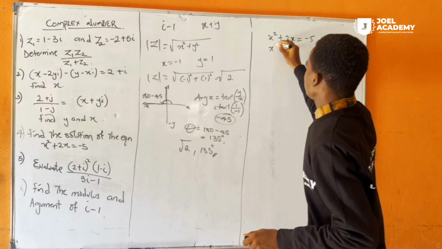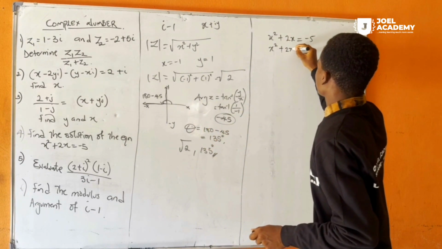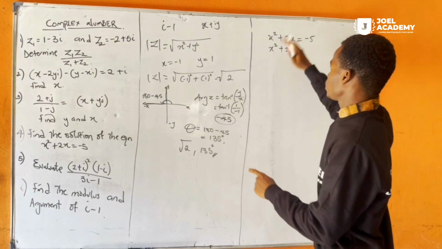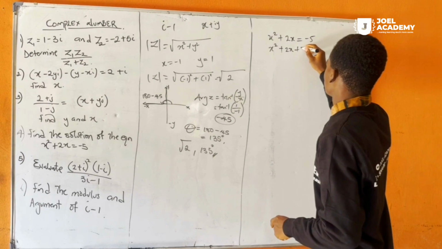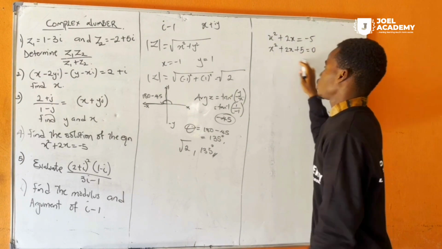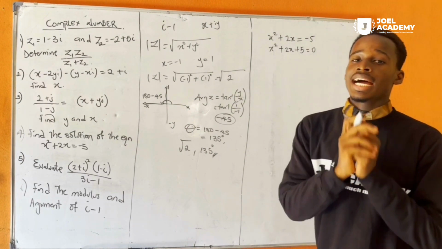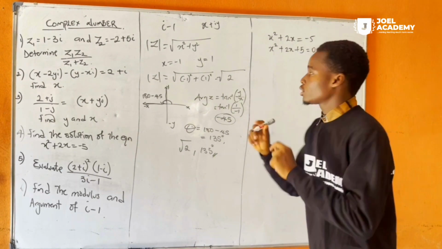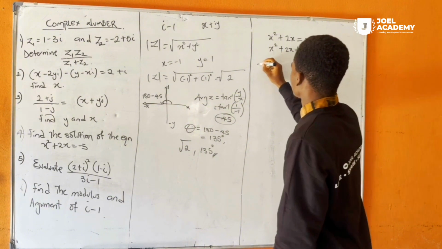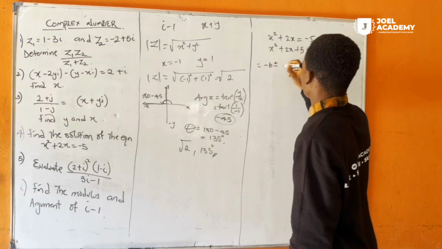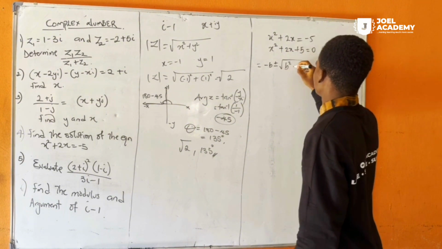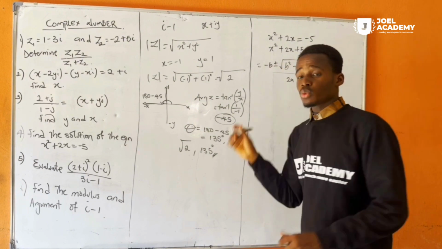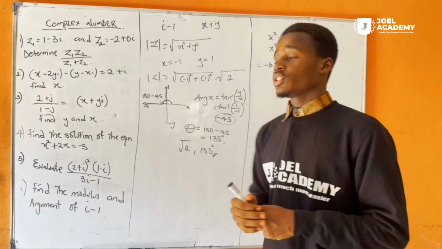If we write it, we'll be having x squared plus 2x. We take minus 5 from the right hand side, bring it to the left hand side. It changes to positive and we have equal to 0. See, this is a quadratic equation. And in order for us to solve this, we are going to use what is called the formula method. It goes like this: x equals minus b plus or minus square root of b squared minus 4ac, all over 2a. So this is what we're going to be using to solve this question.